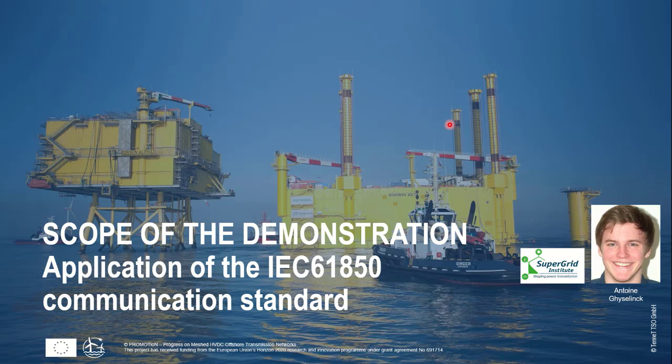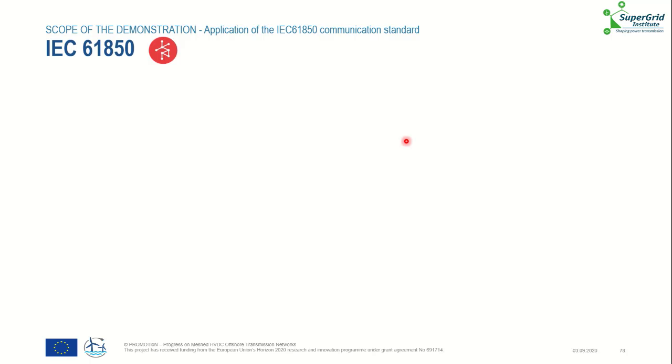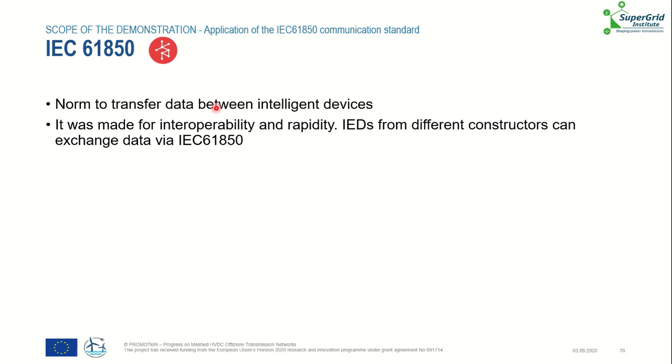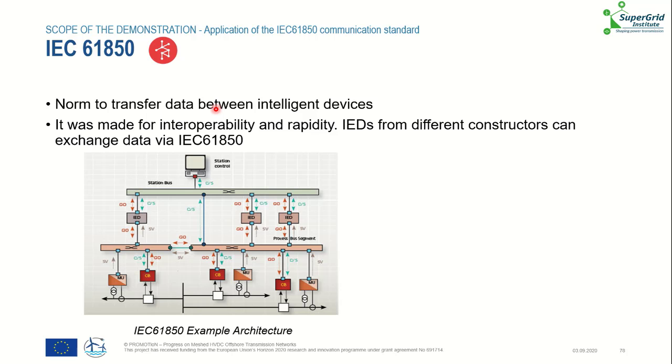We will now attack the last step of the HIL demonstration, the application and integration of the IEC 61850 communication standard in a HIL setup. First of all, let's make a quick presentation of the norm. It is a norm to transfer data between intelligent devices. It was created with the upcoming of digitalized automated substations. It was made to be interoperable and for quick transmission, which made it suitable for protection. The interoperability aspect is very important in the context of European networks, including a lot of different constructors.